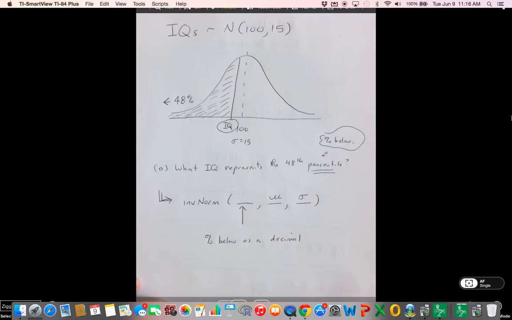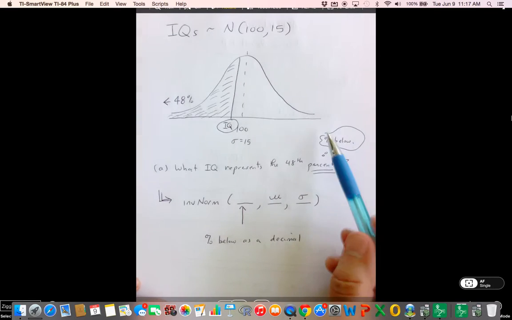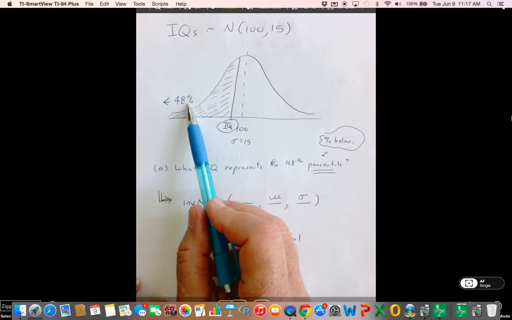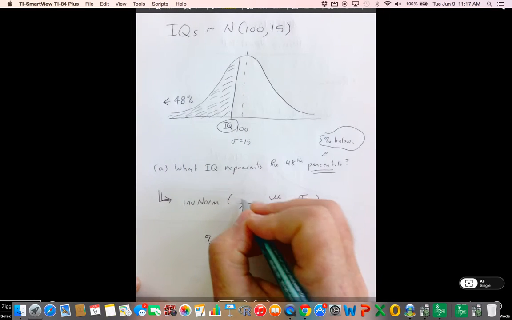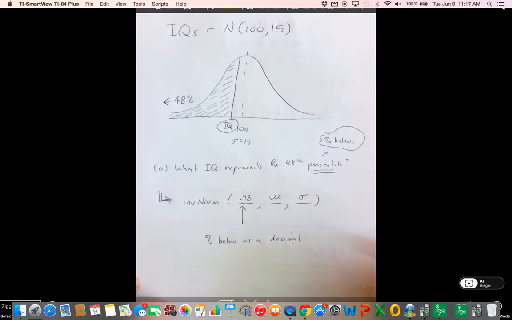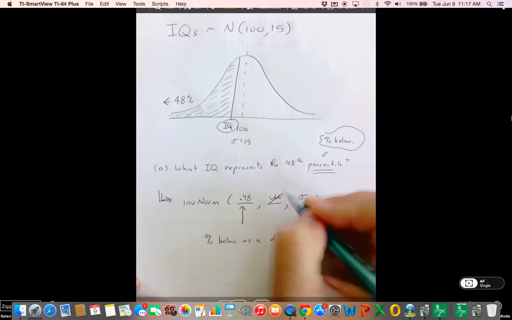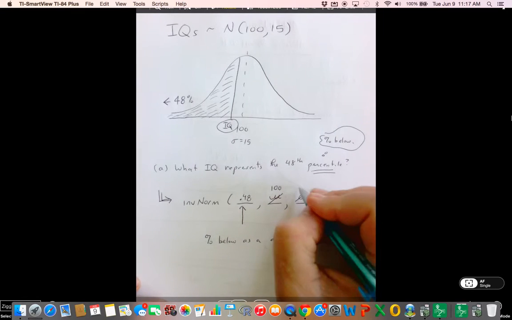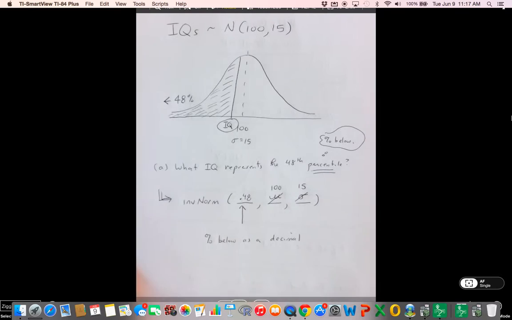Percent below as a decimal. Now for this problem up here, what do we want? Well, we want 48% below, and we know 48% as a decimal is 0.48. We know the mean of IQs, which we're dealing with here, is 100, and we know the standard deviation is equal to 15.